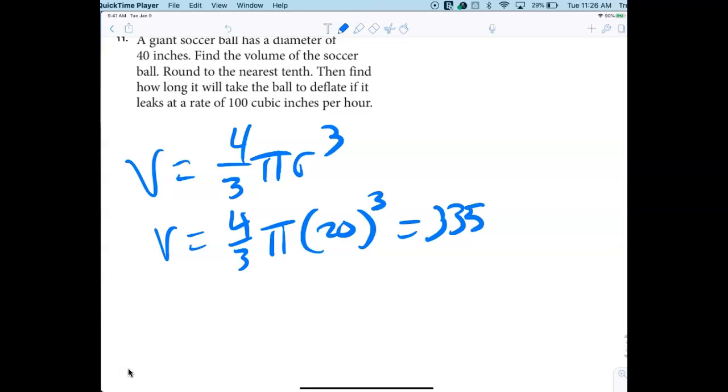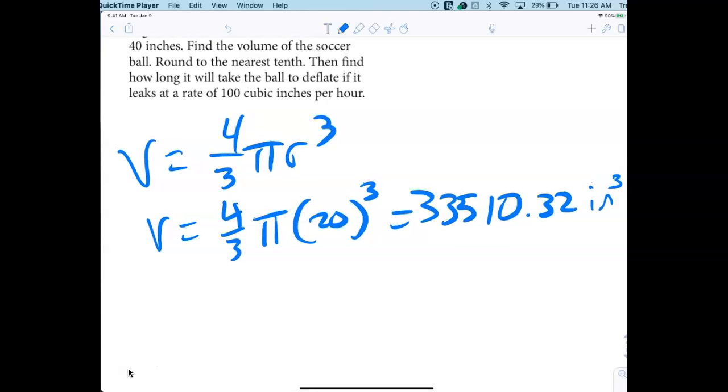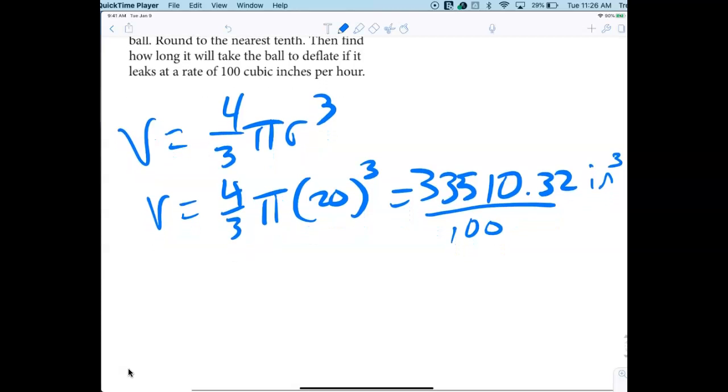33,510 cubic inches. Okay. Now it also says, how long will it take the ball to deflate if it can deflate at 100 cubic inches per hour? So what would I do? You would divide that by 100. And it would take you how many hours?